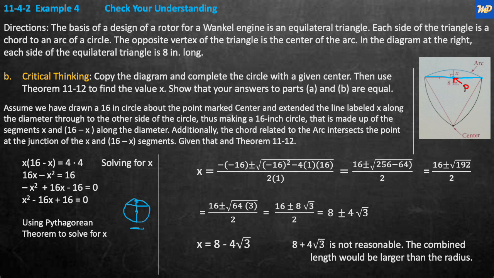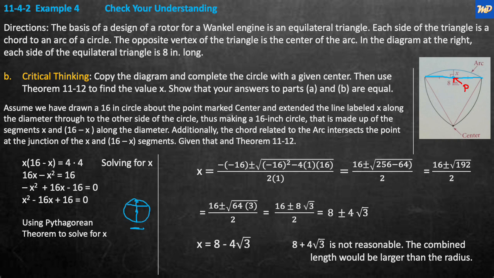Now when we do that, we have 8 plus or minus 4 square roots of 3, and that's our solution. The answer here is x is equal to 8 minus 4 square roots of 3. And 8 plus 4 square roots of 3 is not reasonable because the combined length, 8 plus almost 8 again, is longer than the radius. So you can't have it longer than the radius. So it has to be minus 4 square roots of 3. Okay, so that is our answer there.